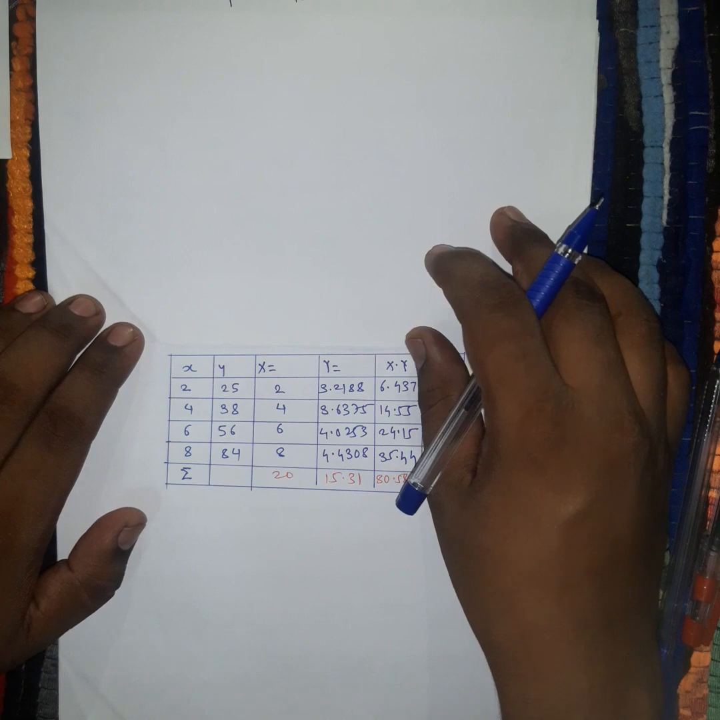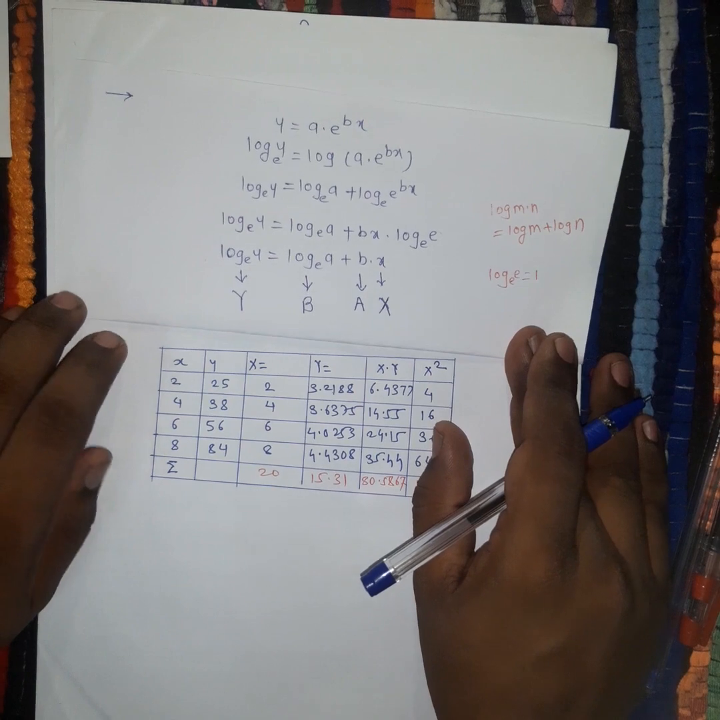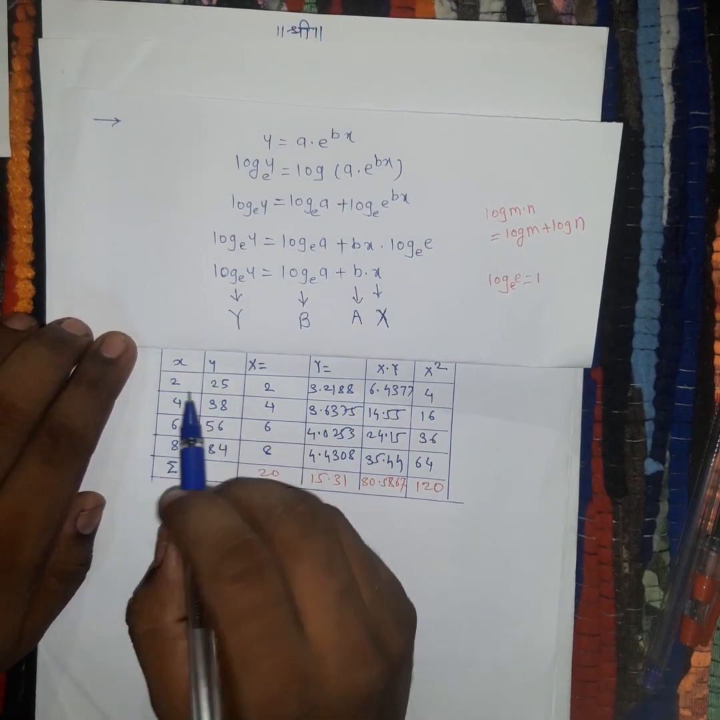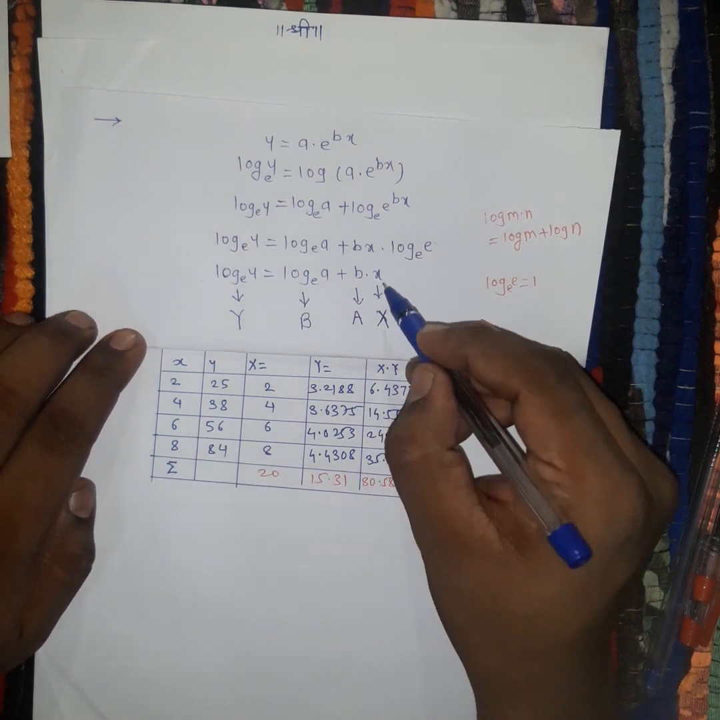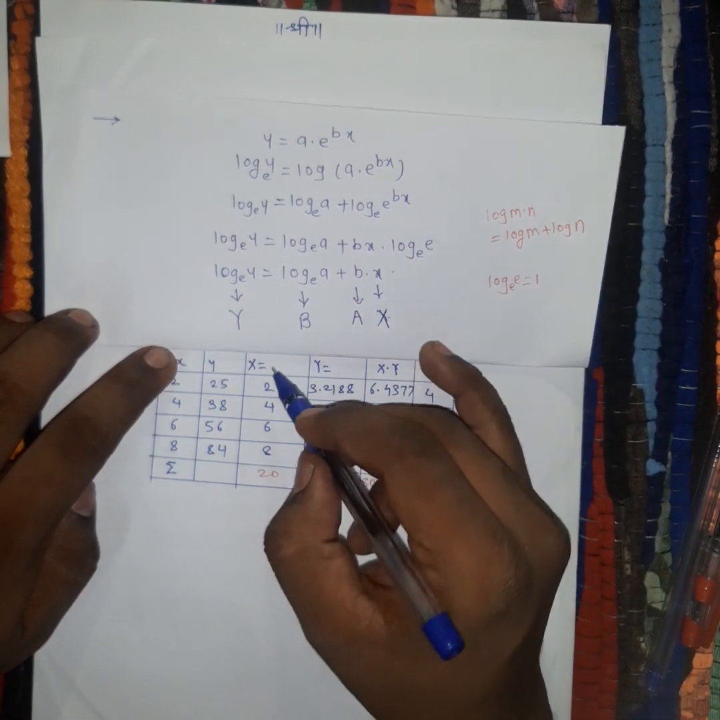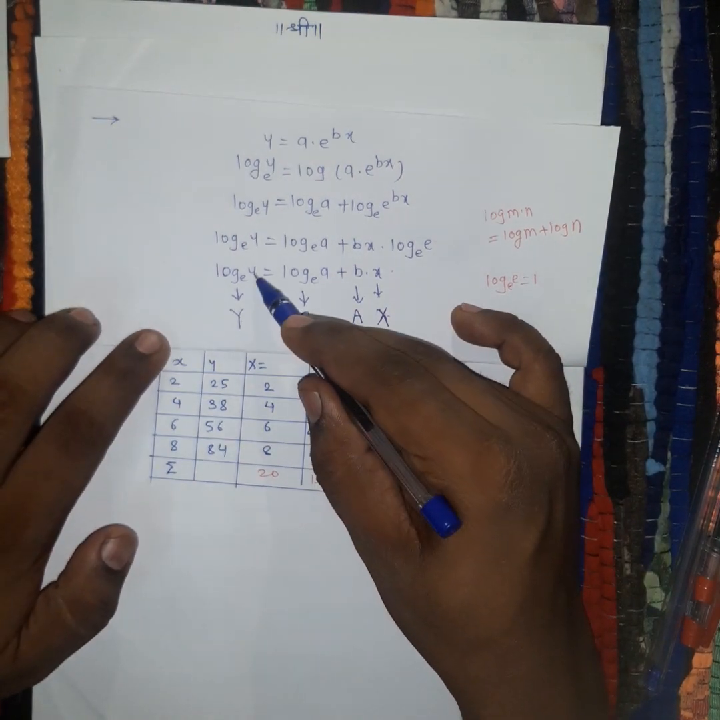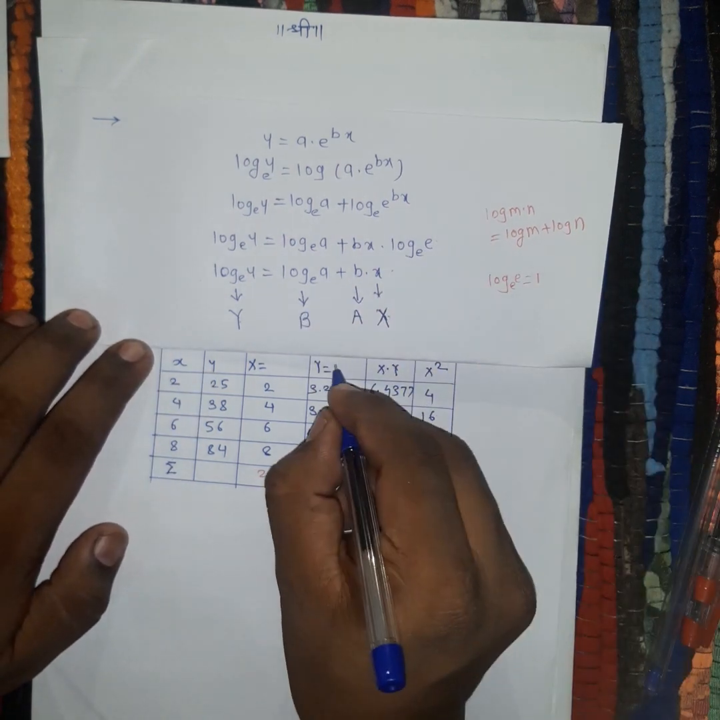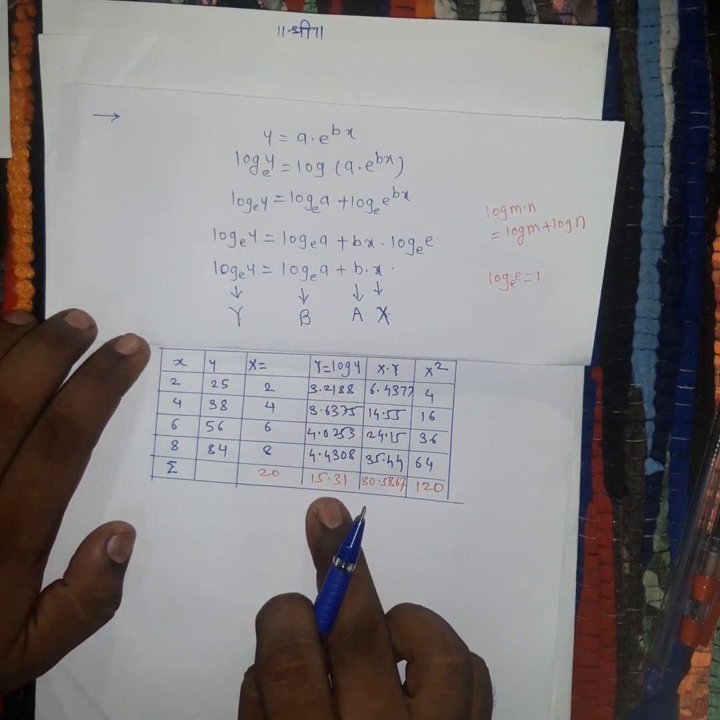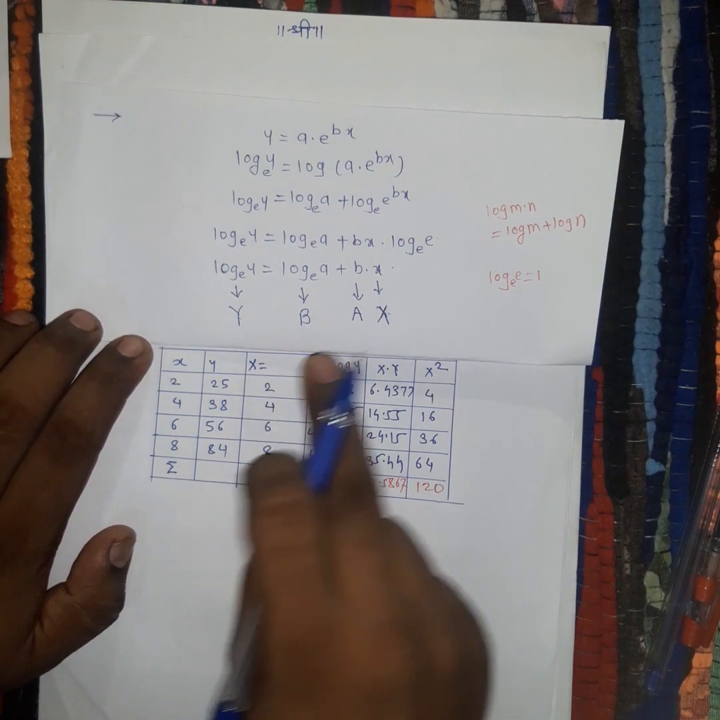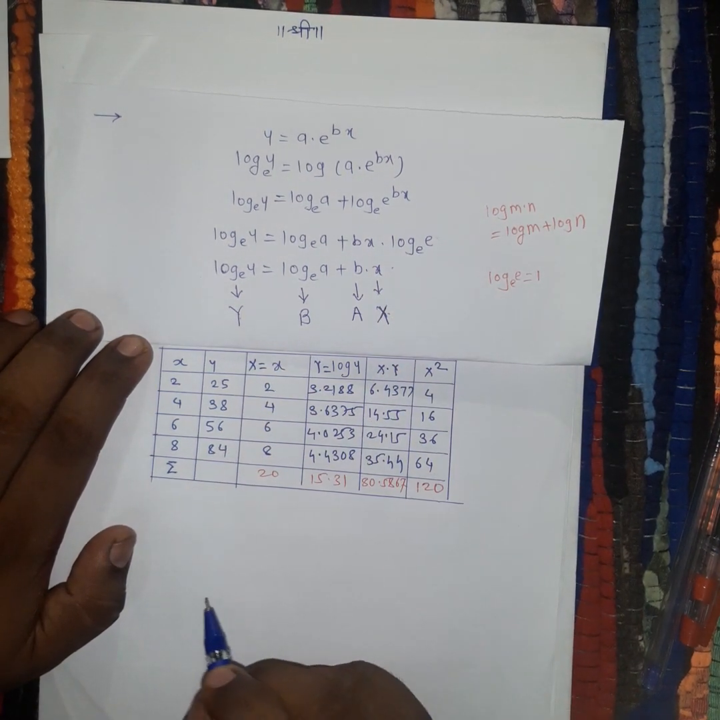So I have taken the values for the x. The given values for the x are 2, 4, 6, 8. As capital X and small x are the same, I will consider the same values. But the values for the capital Y are log of small y. So I will write here log of small y, and these values are calculated and its summation is calculated. Capital X is equal to the small x, so there is no need to calculate it separately.